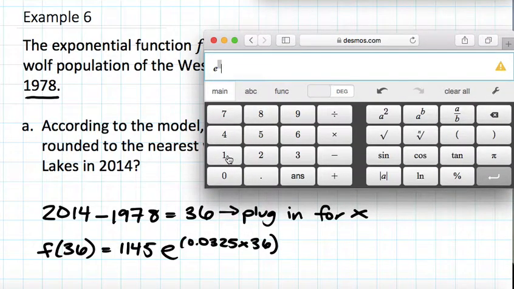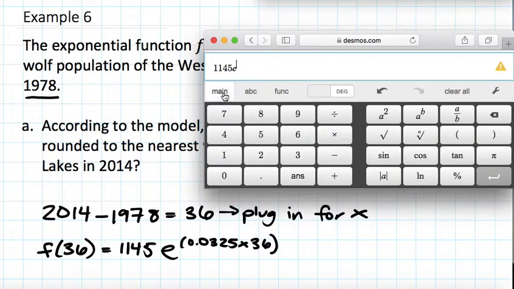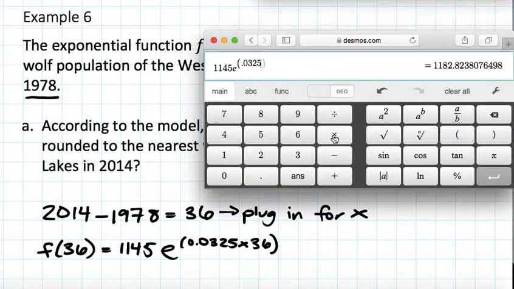I need to go back to the main screen, or I can probably use my keyboard to type in numbers as well. So I'm going to use the e with the exponent. And in this one, I don't need to use parentheses. Usually it's best with parentheses. If you're not sure, use parentheses just to be on the safe side. Sometimes if you don't use them when you need to, it messes things up. So I'm going to plug in 36, so my exponent is 0.0325 times 36.